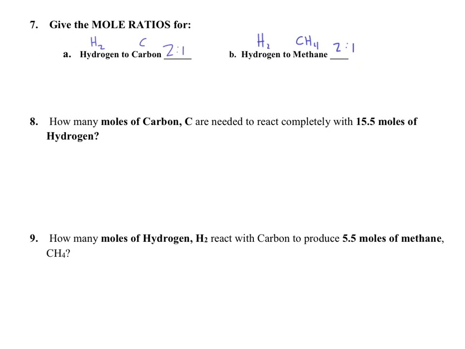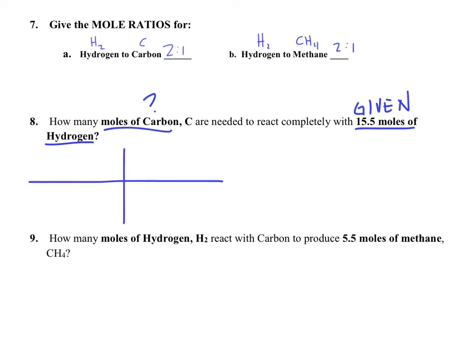How many moles of carbon are needed to react completely with 15.5 moles of hydrogen? So I'm given 15.5 moles of hydrogen, and I want to know how many moles of carbon that is. So I'm going to start with my T-chart. And I'm going to write what's given to me, which is 15.5 moles of hydrogen. And then I'm going to bring down the unit, moles of hydrogen. Now I want to go from moles of hydrogen to moles of carbon.